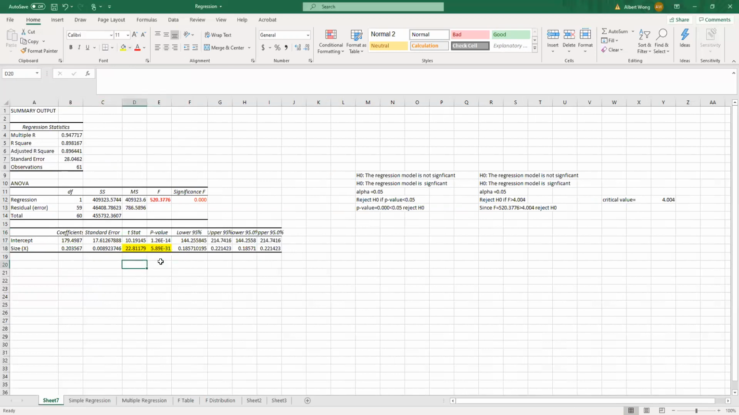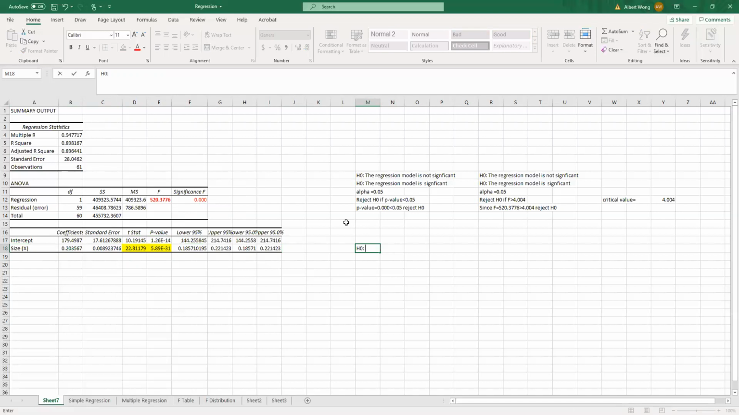So this is another way of testing the same thing. The reason why it's the same thing is because the model has only one variable. So the overall model being significant means this variable is significant, and this variable being significant means the overall model is significant. So the t-test is another way of doing the same thing, using the t-stat and the p-value here. So how do we do that? Well, let me just write this down for you.